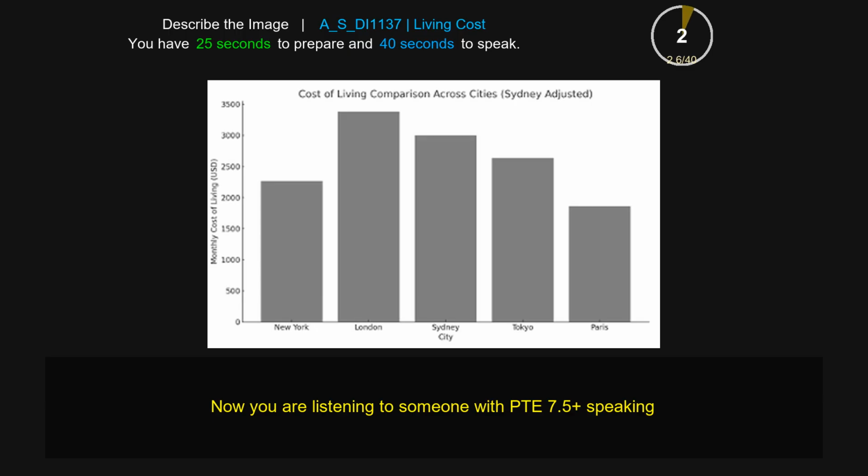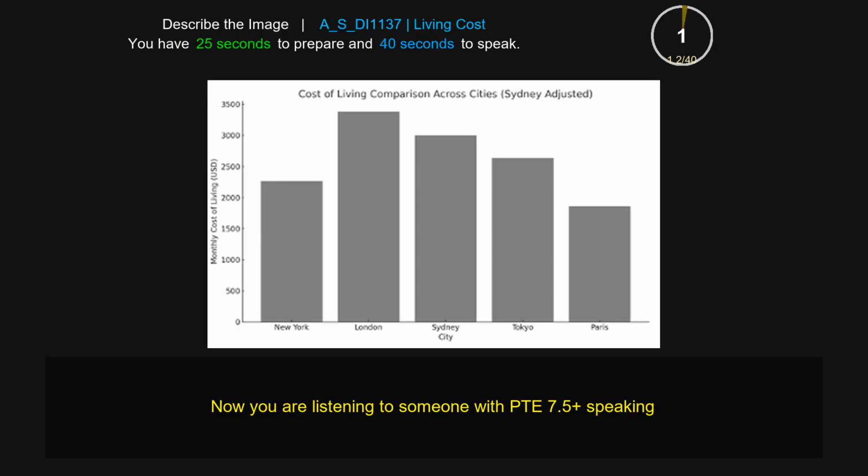This bar chart shows cost of living comparison across cities. The highest value is for London and the lowest value is for Paris. The most significant detail is for New York. The value is between 2000 and 2500. Another important detail is Tokyo, the value is around $2,500. Overall, this bar chart provides clear information about cost of living comparison across cities.